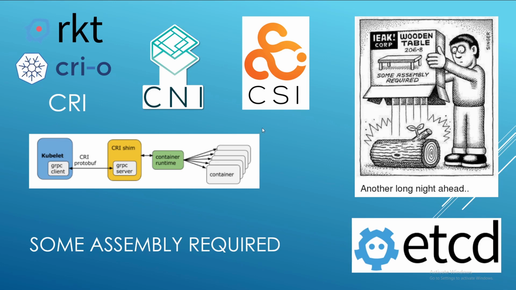We continue on. CSI is the storage implementation. It has different ways of accessing storage: NFS, CIFS, iSCSI, and all the various other fun little aspects like that.